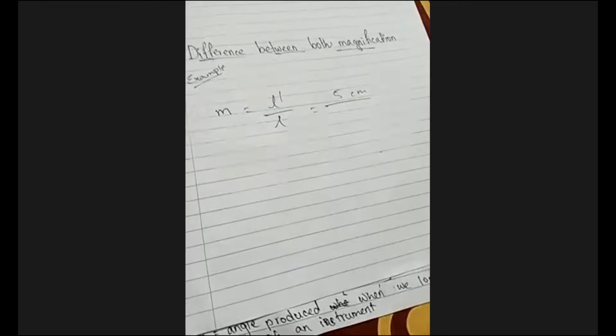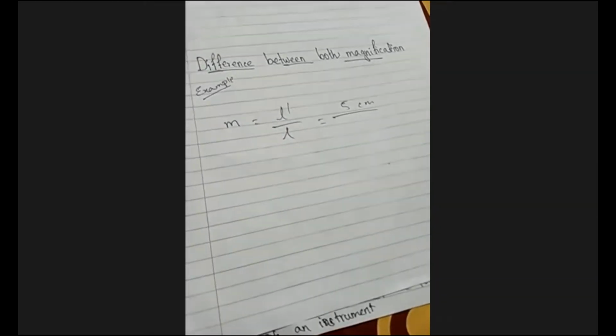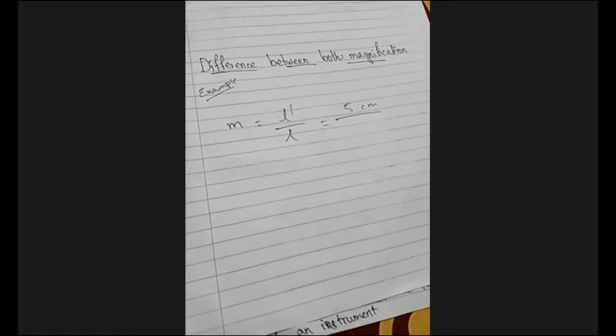Now here's the twist. What is this object? The object is the moon, right? The size of the moon means the actual size of the moon. The radius of the moon is around 1,700 kilometers.